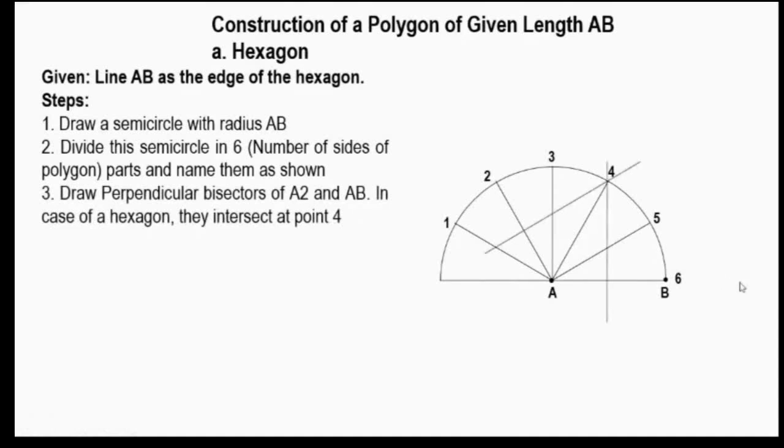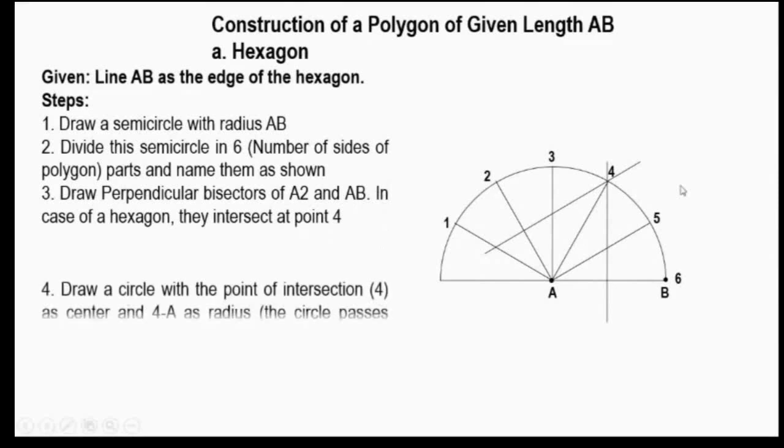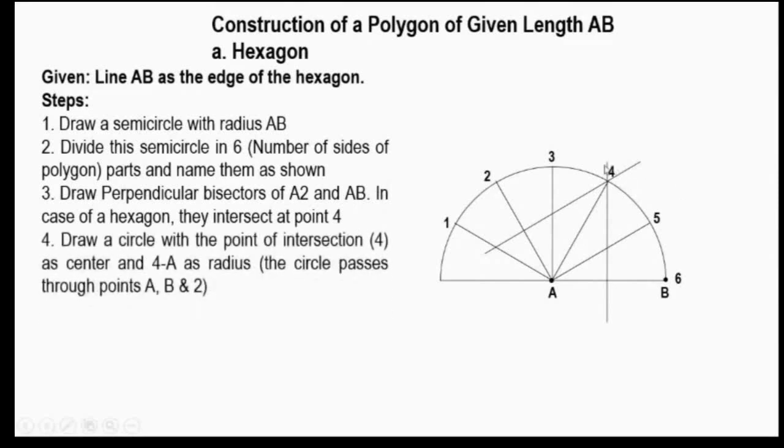Now how to draw a perpendicular bisector? Now, the important thing is that in the case of a hexagon, they intersect at point 4. If we want to draw, let us say, a triangle or a square or a pentagon or an octagon, then they will not meet at point 4. We will see it later. So with the point of intersection, that is point 4 in our case, as center and radius equal to 4A, draw a circle. Now the distance 4A is the same as distance 4-2 and distance 4B. They are all the same. The circle passes through the points A, B, and 2.